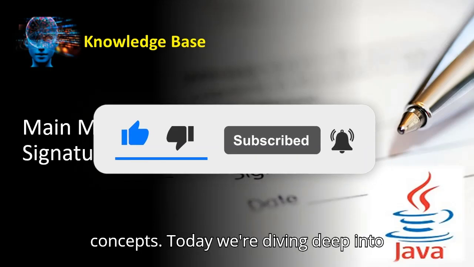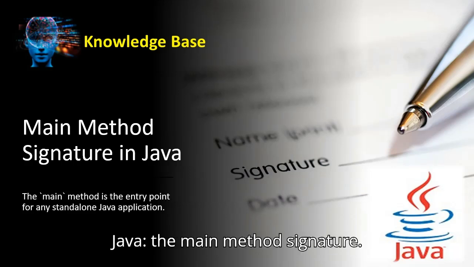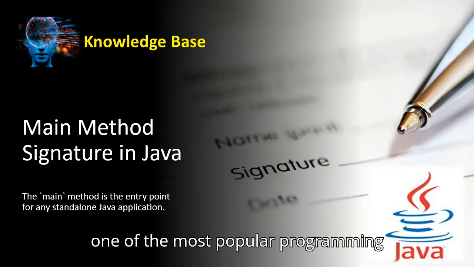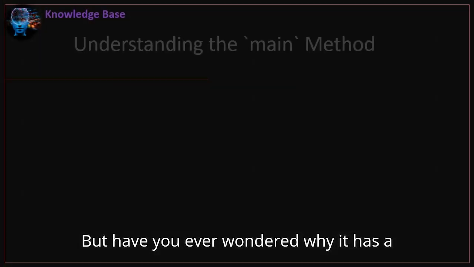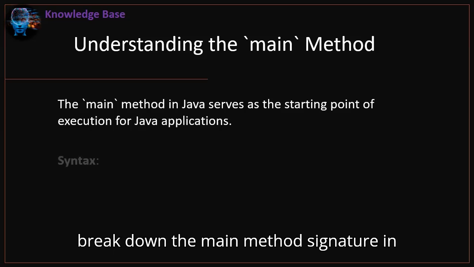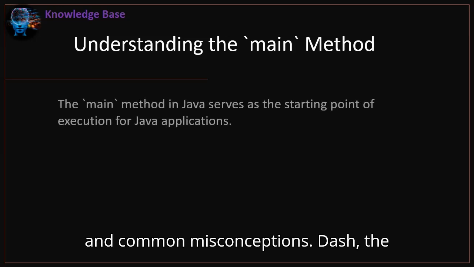Programming concepts. Today we're diving deep into one of the most fundamental aspects of Java, the main method signature. So let's get started. Java is one of the most popular programming languages, and every Java application starts execution from the main method. But have you ever wondered why it has a specific structure? In this video, we'll break down the main method signature in Java and explore its variations, rules, and common misconceptions.